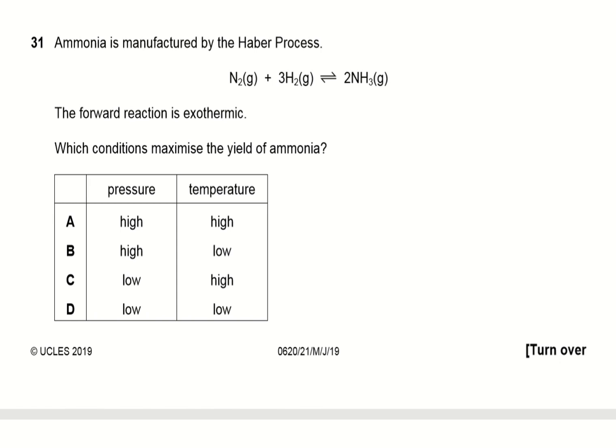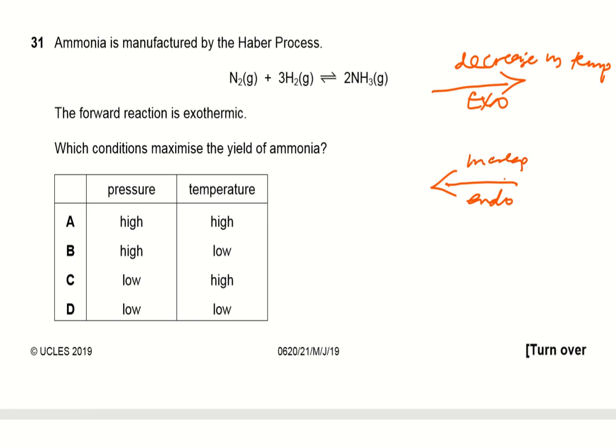The forward reaction is favored by a decrease in temperature, because it is an exothermic reaction. The backward reaction is endothermic. It is favored by what? An increase in temperature, because an endothermic reaction absorbs heat energy.